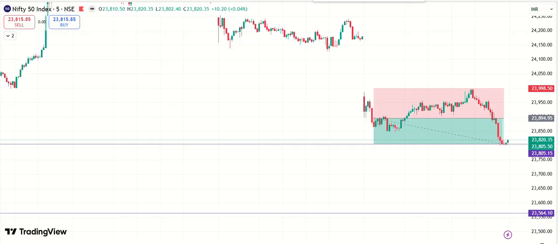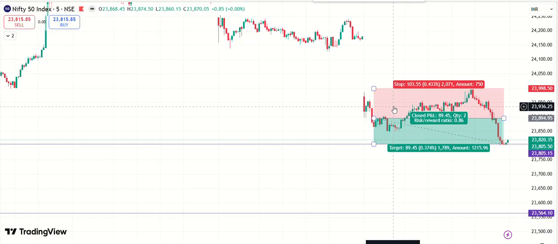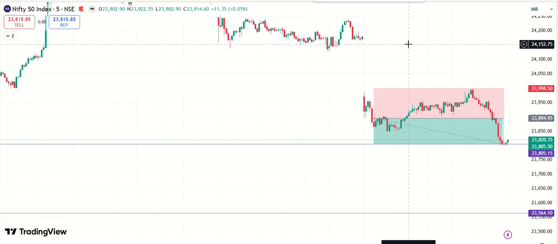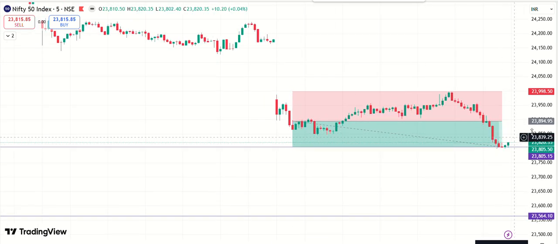Moving on directly to the content. Yesterday we tried a trade in Nifty 50, only paper trading, and it hit the exact target. I will explain the trade.